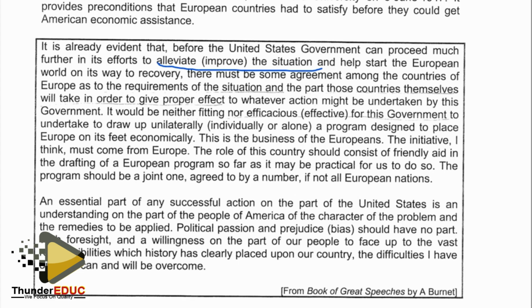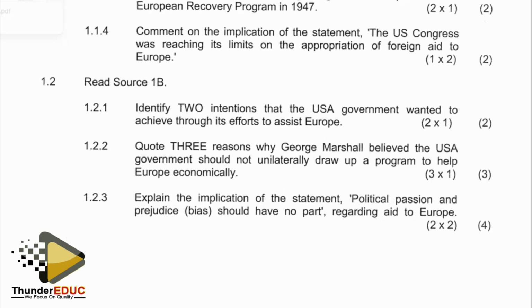So it was to alleviate or improve the situation, and it was also meant to help start the European world on its way to recovery. Those are the two intentions that were in the USA's mind as they introduced the Marshall Plan. They wanted to try and attain those two. Right? Move on to the next question.